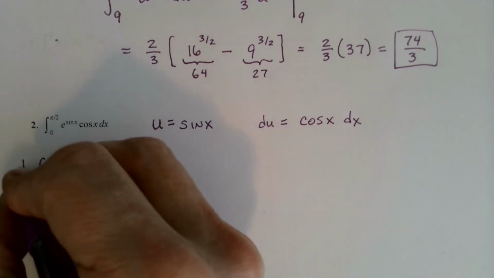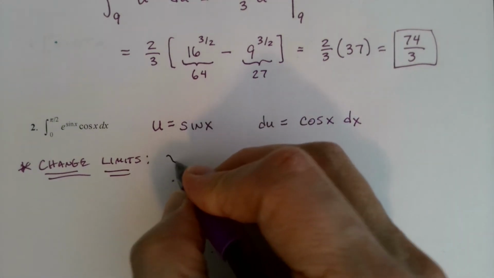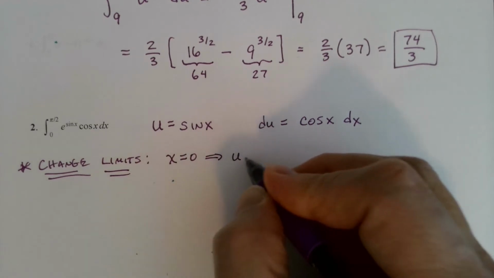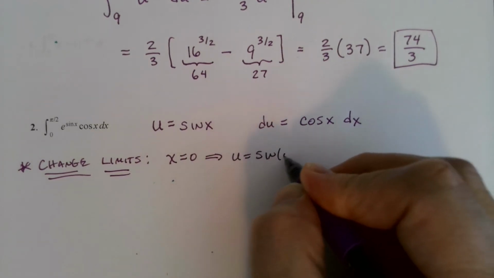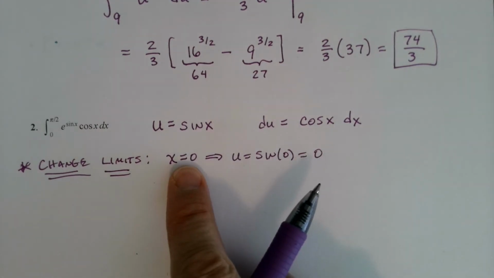You have to do this. Again, students, don't do this. You have to do this. X is 0, then what is u? U is sine of x, so this is sine of 0. Well, sine of 0 is 0. So in this case, x is 0, u is 0.